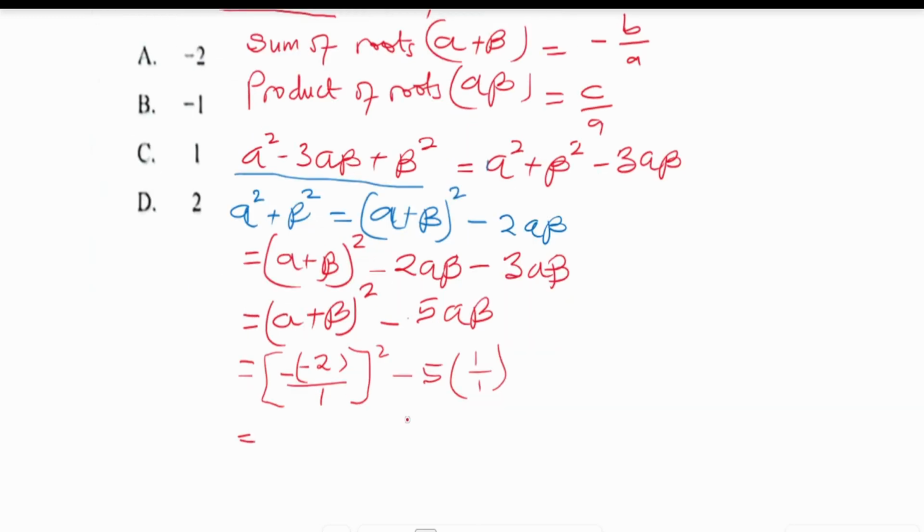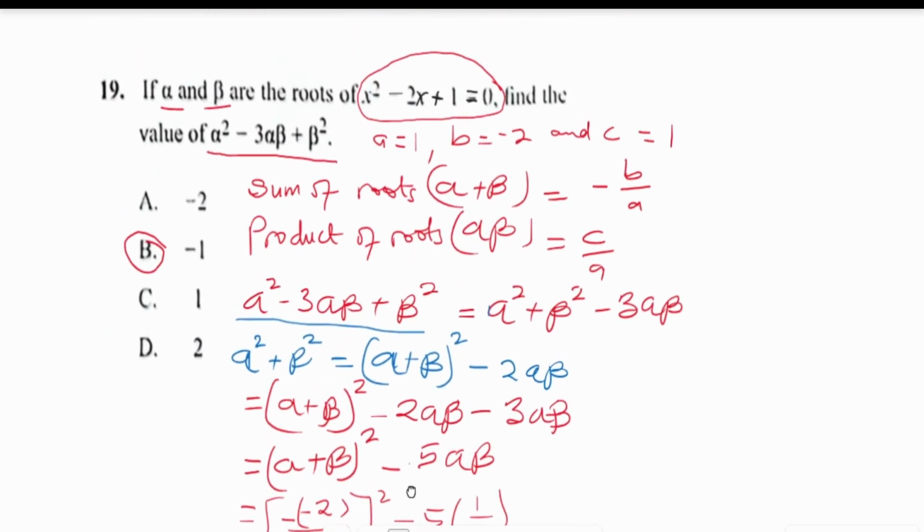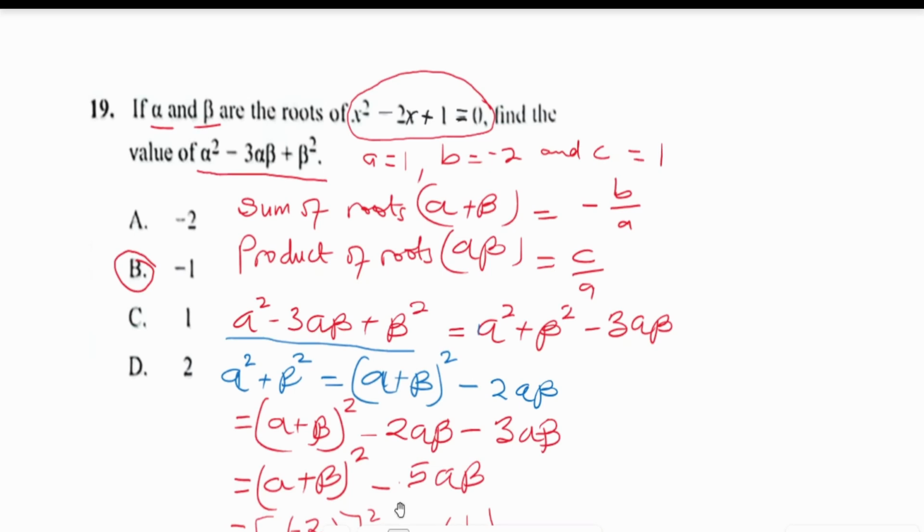So this side becomes positive 2 squared minus 5. And that will be 4 minus 5, which will be negative 1. And when we look through the options, that is option B. So the answer to this question is option B.